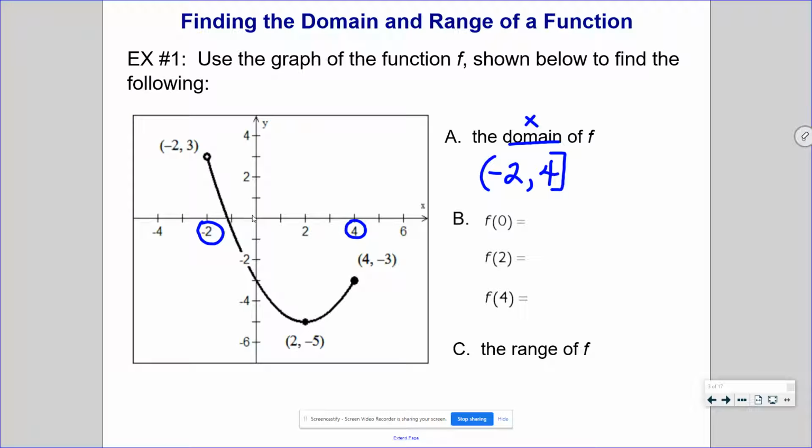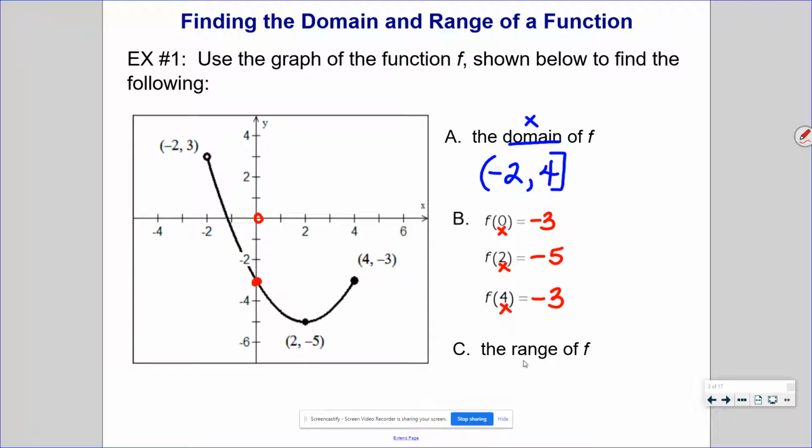Okay, next thing. Find f of 0. So f of 0, this is asking, what is the y value when x is 0? Well, here's 0. Looks like the y value is -3. Okay? Next one, what is f of 2? Which means what's the y value when x is 2? That looks like -5. And then the same thing down here, but with 4. So what's the y value when x is 4? That looks like -3 again.